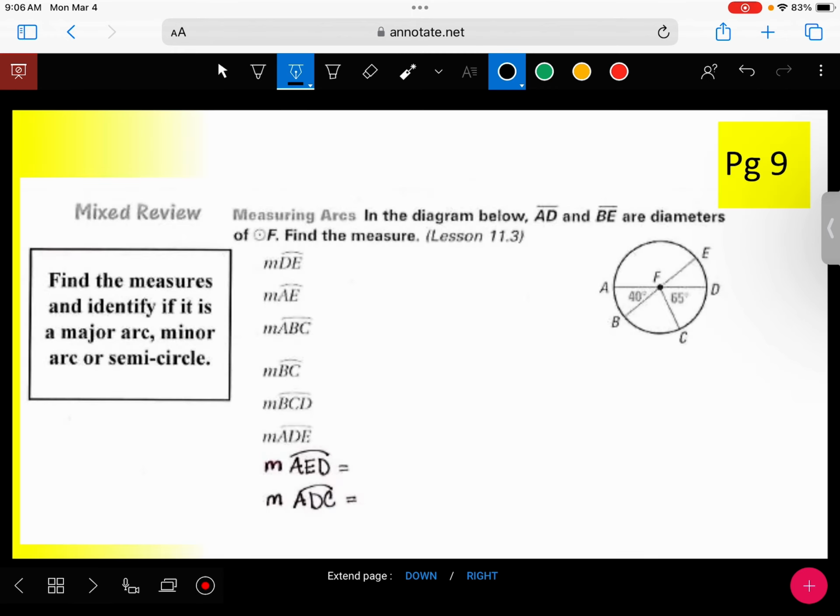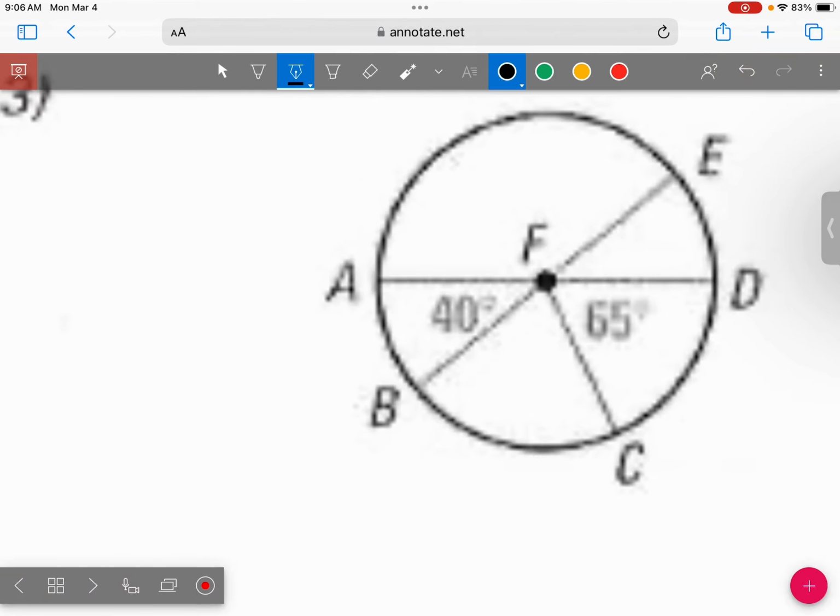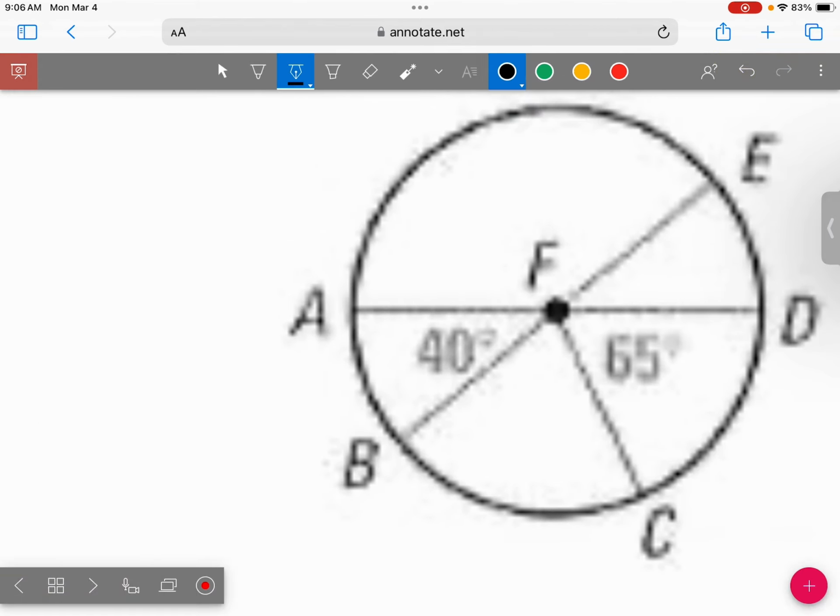All right, so let's go ahead and go to page 9. What I like to do first is fill in the missing pieces of our angle. If we can do that, the rest goes easily. First of all, these two angles are what we call vertical angles. Who remembers that? Vertical angles from Integrated 1.